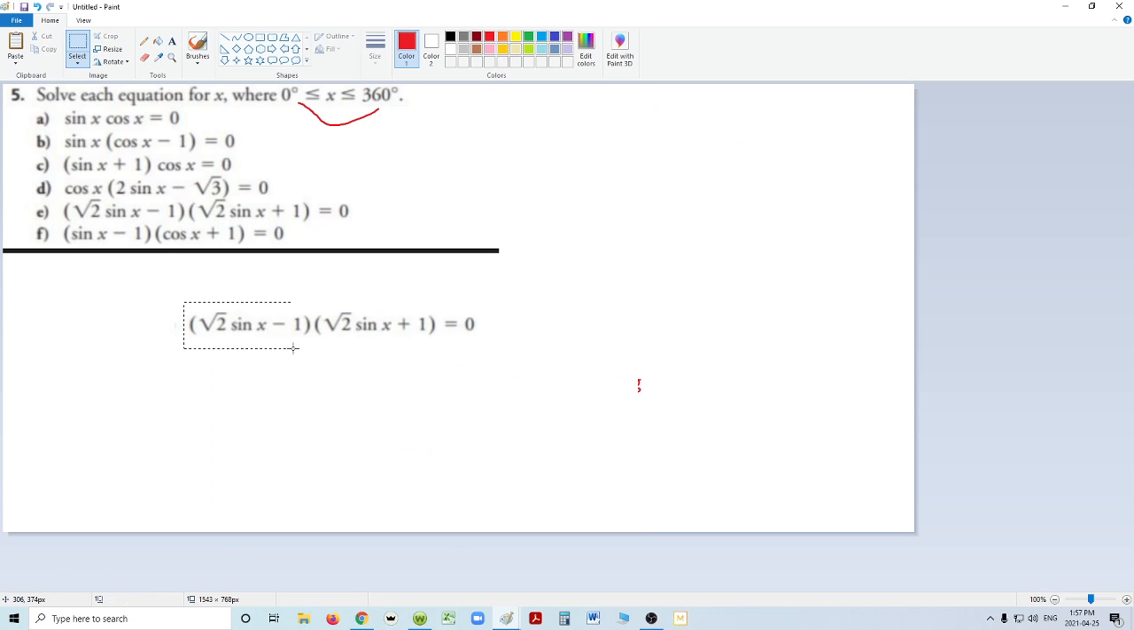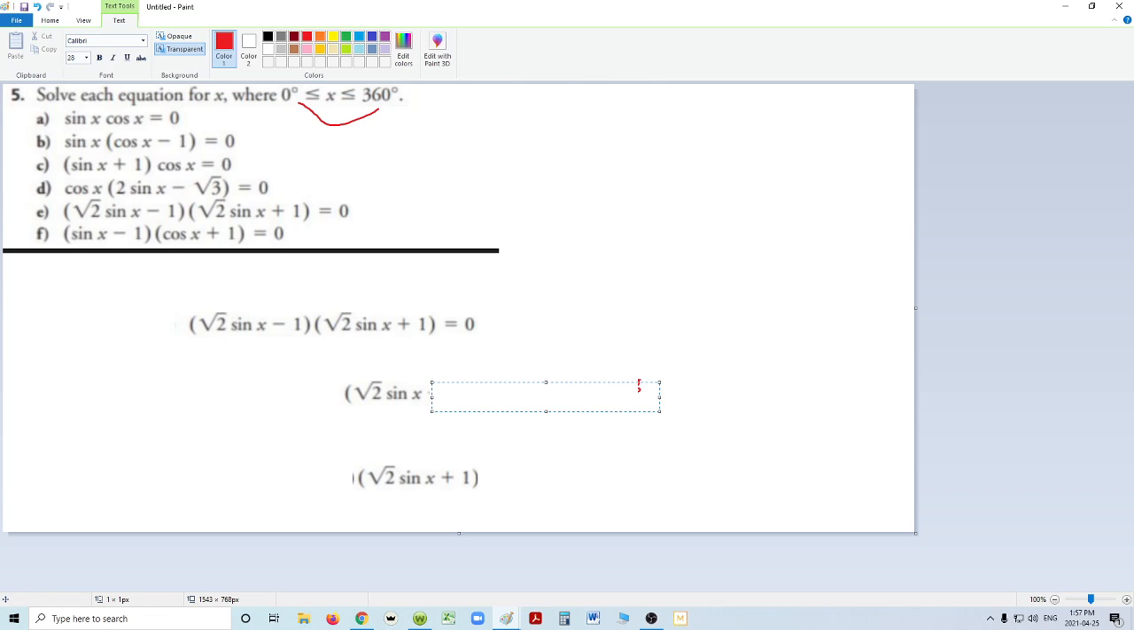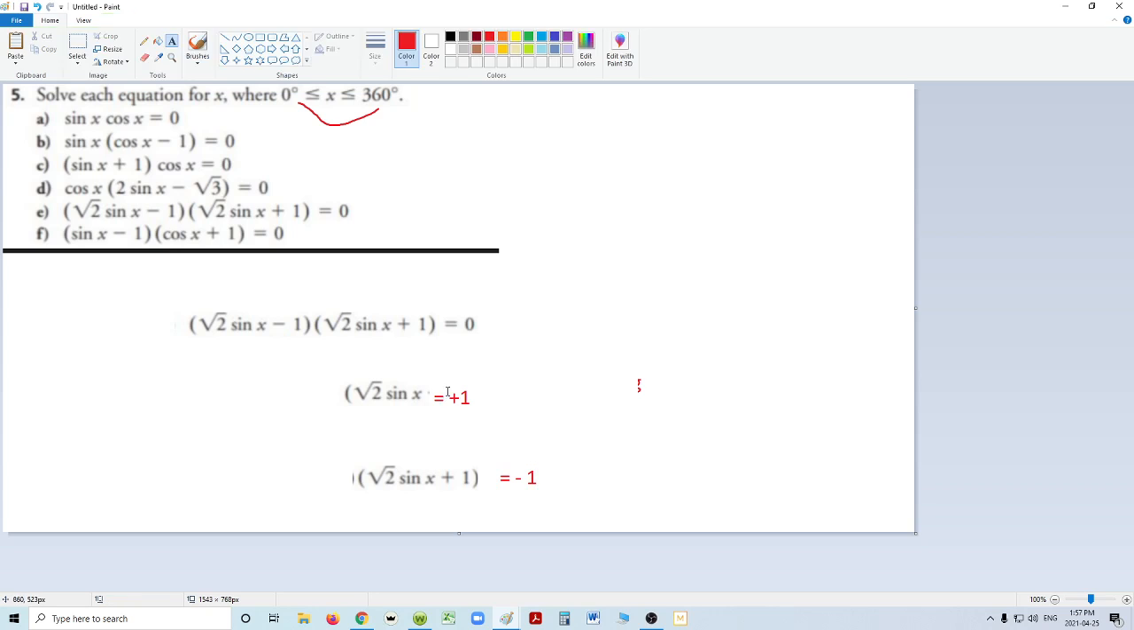So it's true when either one of these brackets is equal to 0. Either one of these brackets is equal to 0. So how do you solve it? First step, add 1 to both sides. That gets rid of this 1 and creates a positive 1 on the other side. And on this one, when you subtract 1 from both sides, it creates a negative 1. So that's how you get rid of those. And then to get rid of the multipliers, you just divide by square root of 2 on both sides. When you divide on both sides, it disappears on the left side and becomes a denominator on the right side.